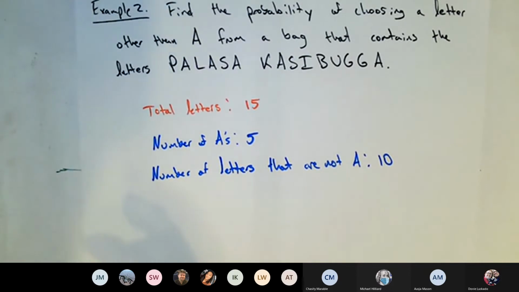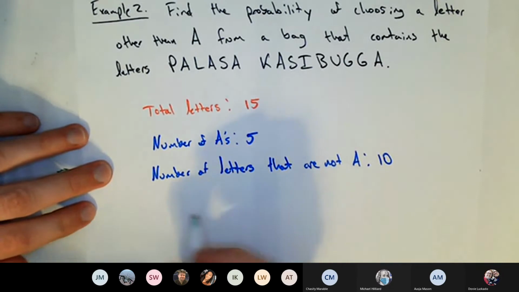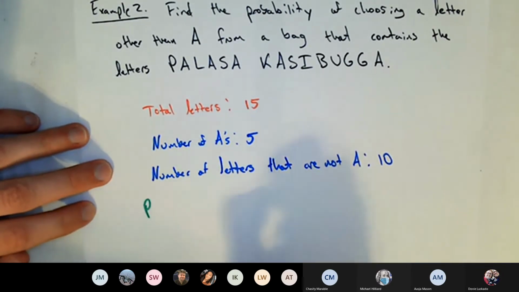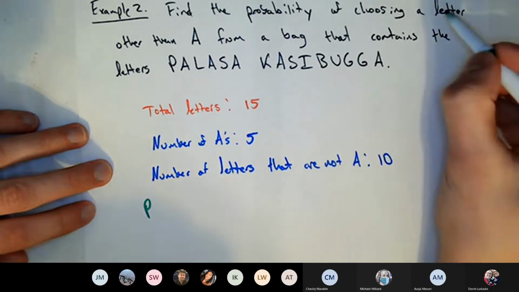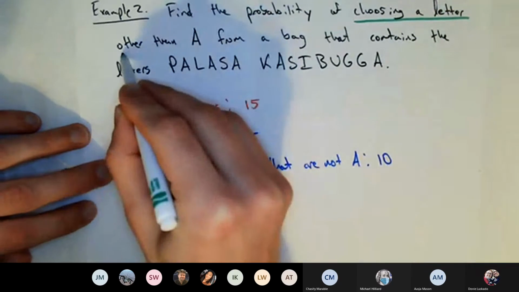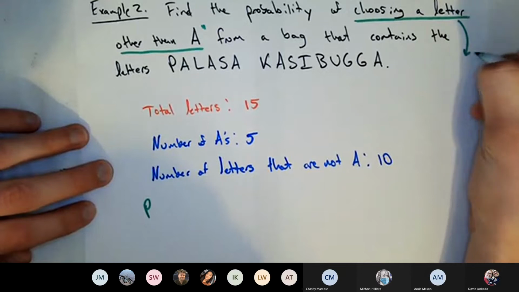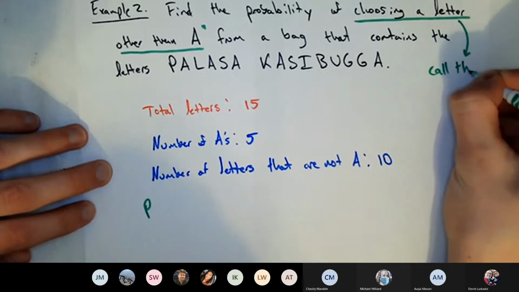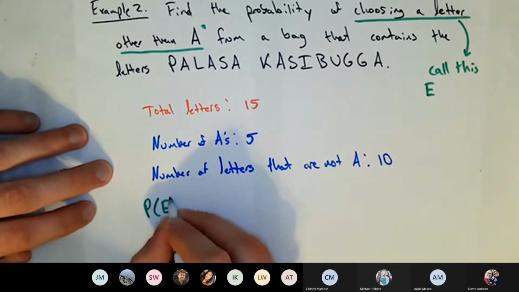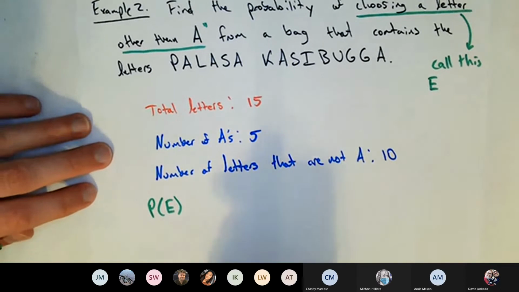All right, and this is it. We're almost done. Now you just have to stack the appropriate numbers to get the probability. I'm going to be lazy and do it like this. I'm going to underline choosing a letter other than A, put it in quotes, and call that statement E, so that I can just write probability of event E instead of writing that whole thing in my parentheses down here.